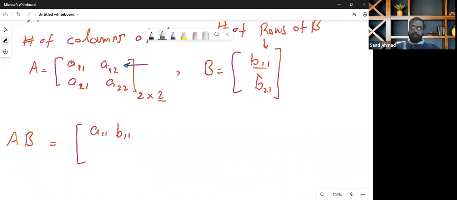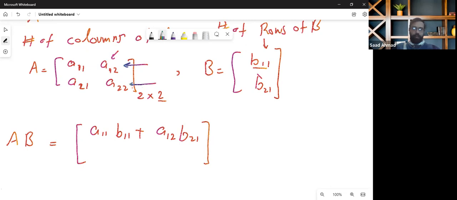A11, B11 in between. We took the next entry, which is A12, and it gets multiplied with this second entry there, B21. Okay, then you add them. That's just done for the first row.